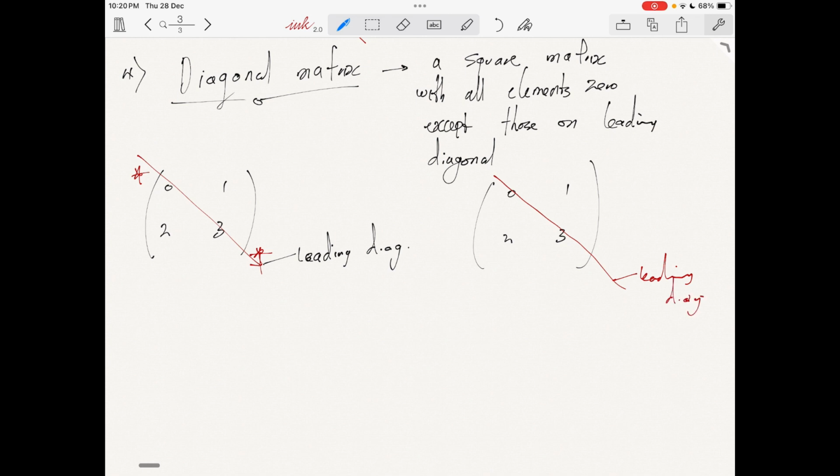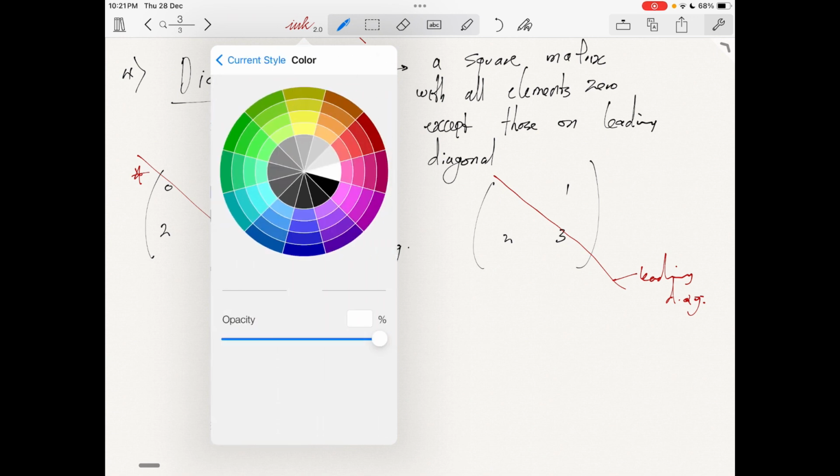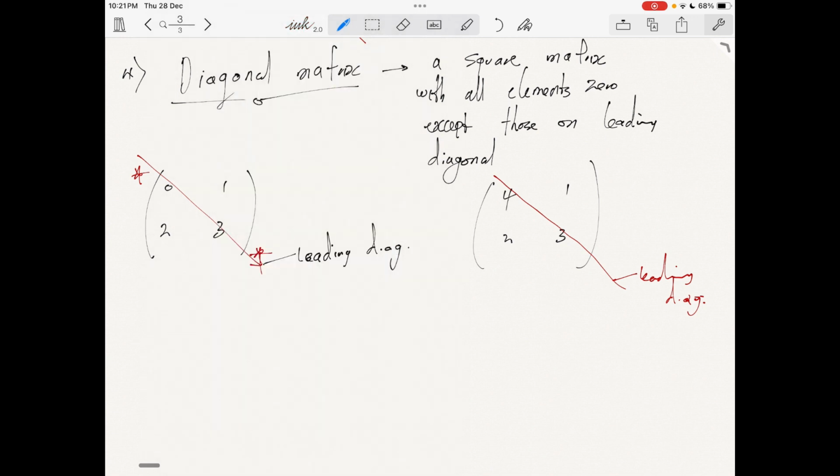Now are the elements on the leading diagonal 0? No, except this. So we can change this. Let me change this to, let's say, 4. And if we remove all these values and change them to 0, this becomes a diagonal matrix, in the sense that only the elements on the leading diagonal are greater than 0. The others are actually 0.